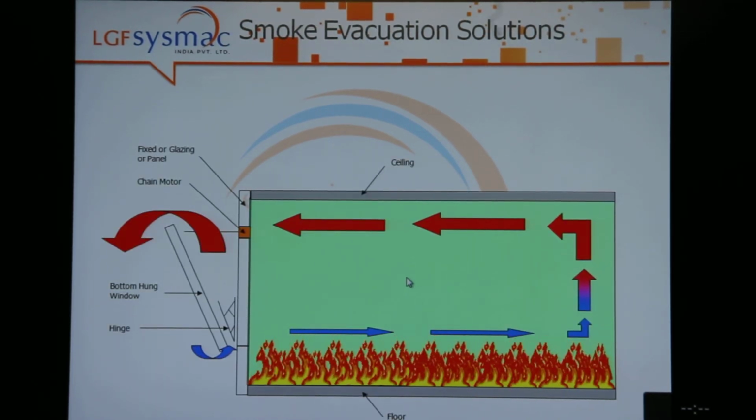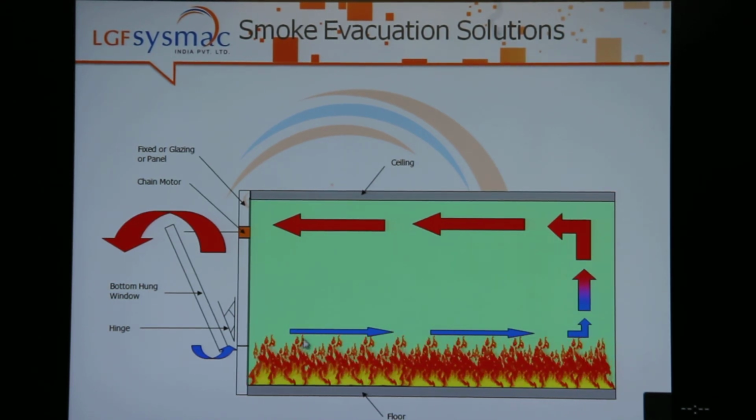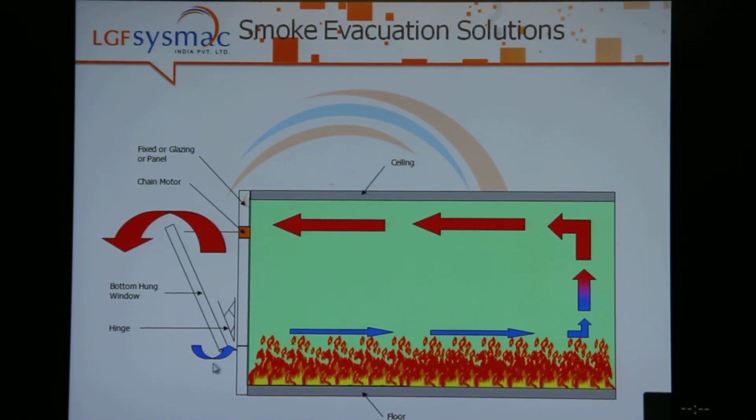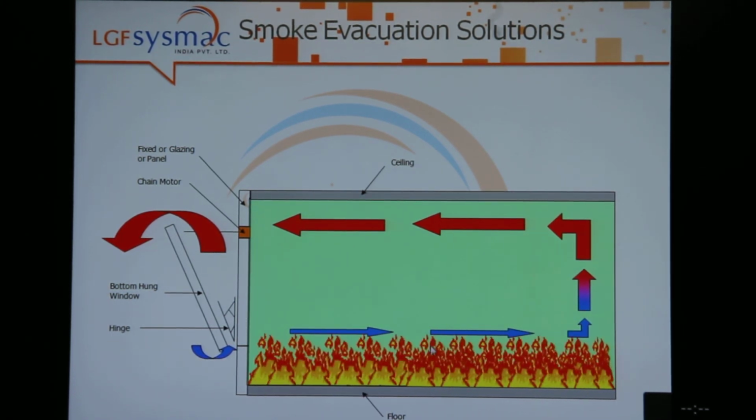Smoke evacuation solutions. How will it work? Smoke is light in weight, so it will go up. Here we can see the bottom hung friction hinges. So it will go up, and from this vent area it will go out, and from the lower side of the bottom, the cold air will come. So like this we can remove the smoke.